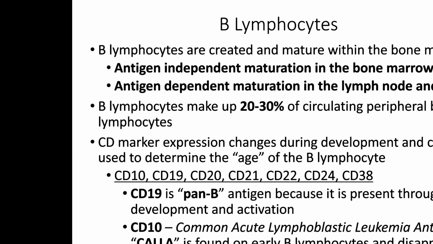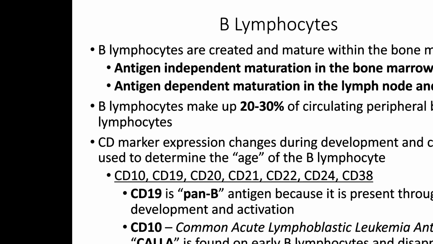All right. B lymphocytes are created and mature within the bone marrow. The antigen independent maturation occurs within the bone marrow, but the dependent stage continues on into the lymph node and the spleen. Again, B lymphocytes make up about 20 to 30% of your lymphocytes overall. And the CD marker expression helps tell you the age of the B lymphocyte. So CD19 is considered pan B. That means it's just always there.